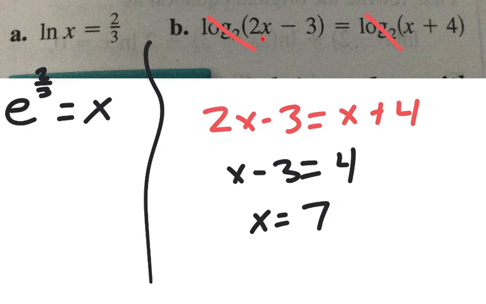2 times 7 is 14. 14 minus 3 is 11. That's good. And then 7 plus 4 is 11. That's good. Okay, here I've got 5 plus 2 times the natural log of x equals 4.